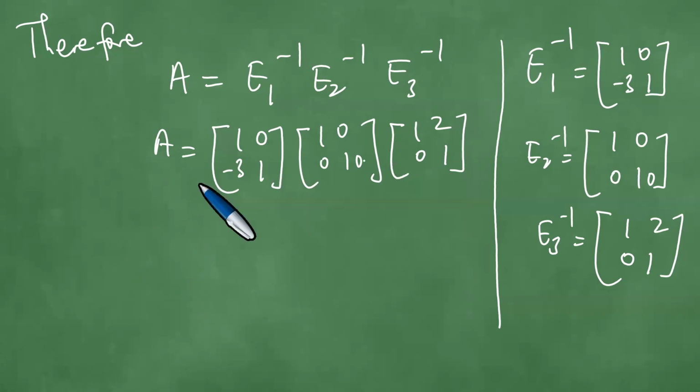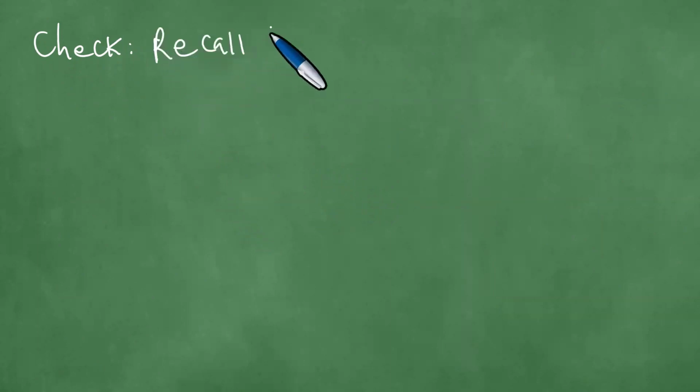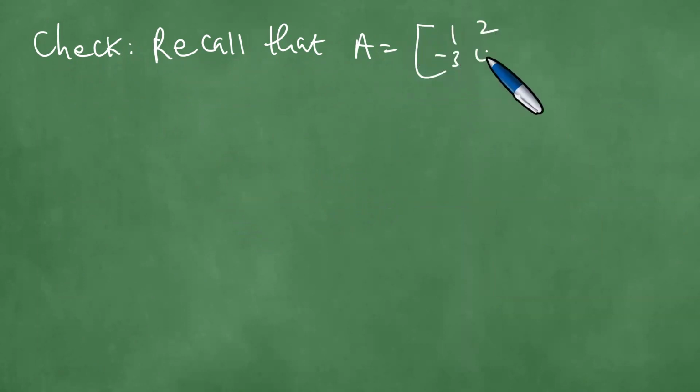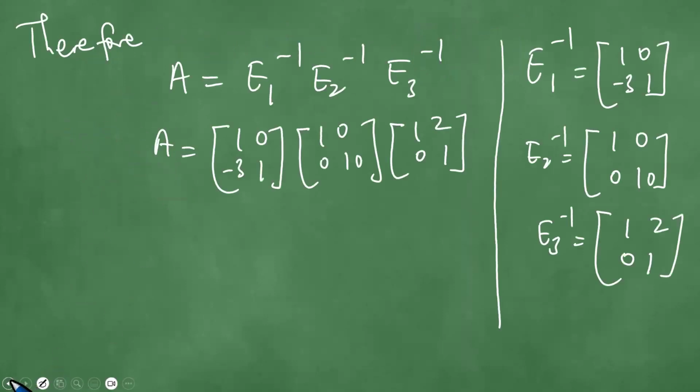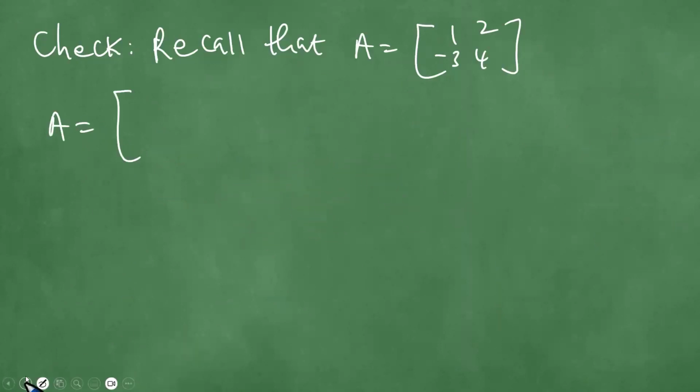But we need to check if this is correct. Right, we need to check if this is correct. And let us do a quick check of this. So in performing a quick check of this, we actually will note something that we recall. We recall that the matrix A is 1, 2, minus 3, 4.